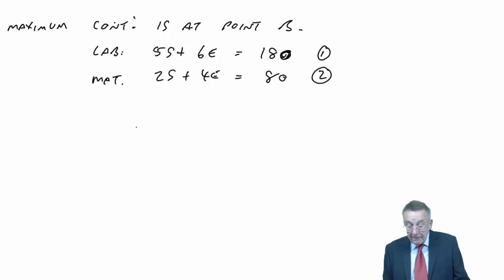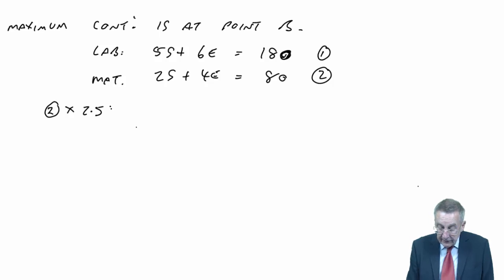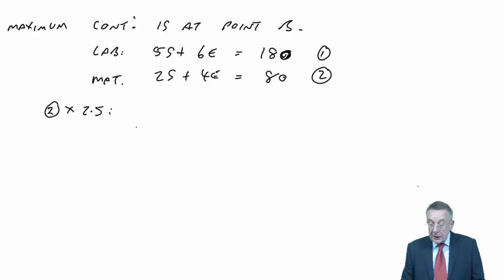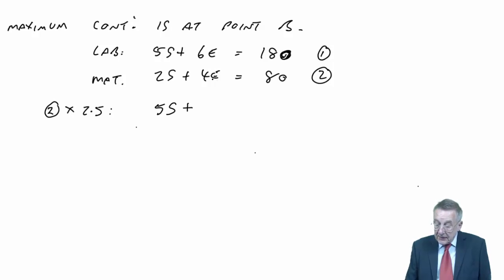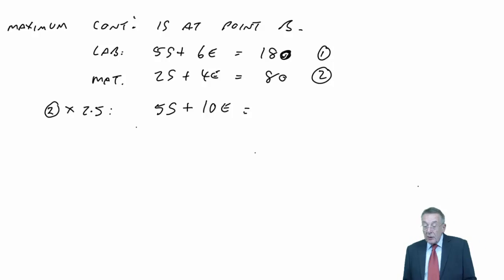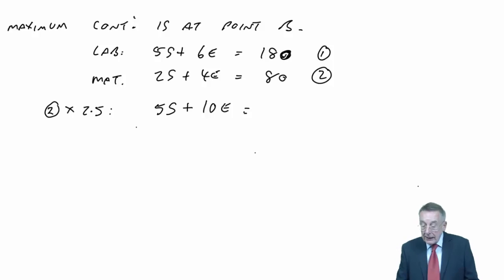Any way you want. What I'll do in this one is I'll take that second equation and I'll multiply it by 2.5. Now, I'll tell you why in a moment. But if I multiply each term by 2.5, 2 times 2.5 gives us 5S. 2.5 times 4 gives us 10E. And 2.5 times 80 gives us 200.